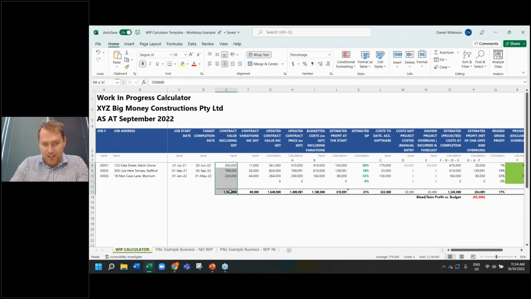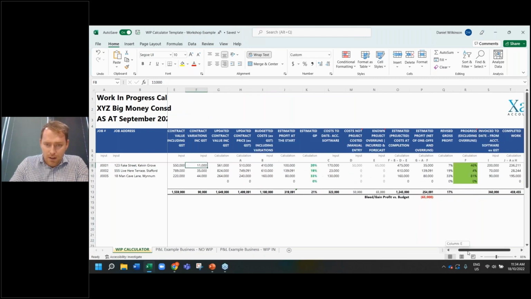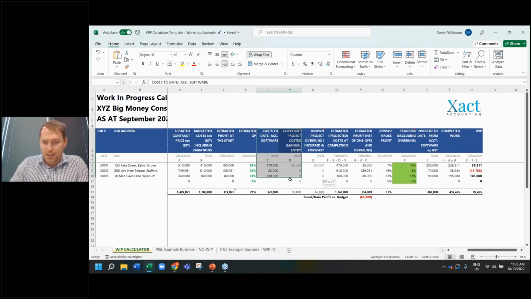You wouldn't expect these figures to change much, but when you're doing your WIP monthly, just be a bit careful of variations and override the top of these as well, because this can be a bit fluid too. Now, rolling over to the right, this is all your data from the accounting software.